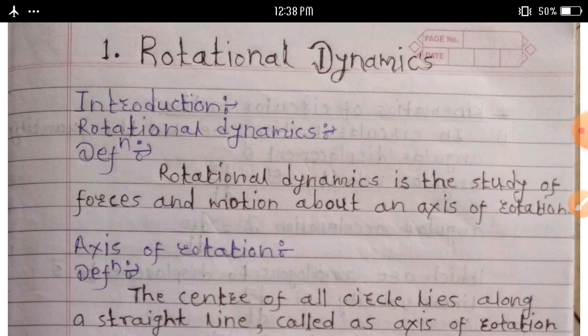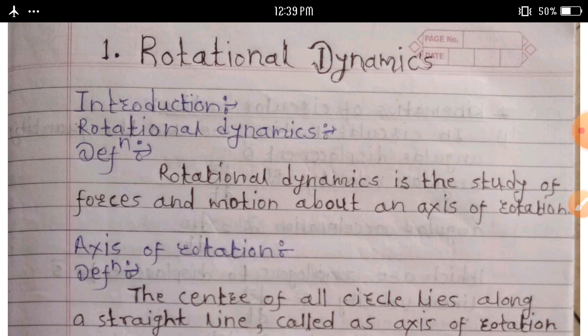Today we learn a new chapter, Rotational Dynamics. In this chapter we will discuss concepts one by one. Firstly we discuss the introductory part, then the actual definition of rotational dynamics, then what we mean by circular motion, then the characteristics of circular motion. Circular motion can be classified into two types: first is uniform circular motion, and another is non-uniform circular motion. We will discuss all these concepts one by one.